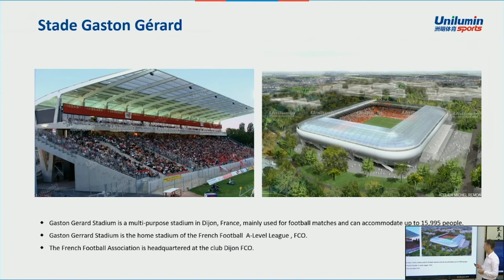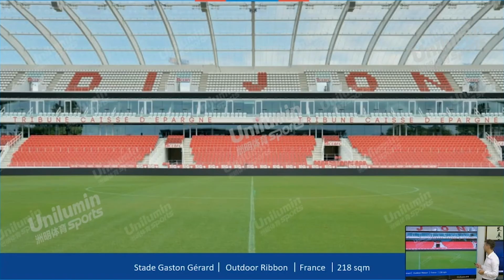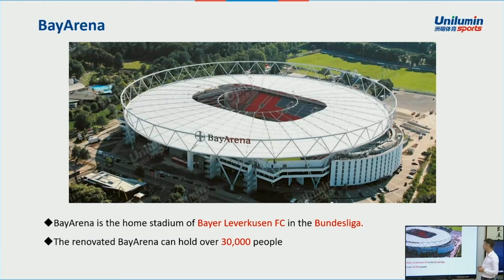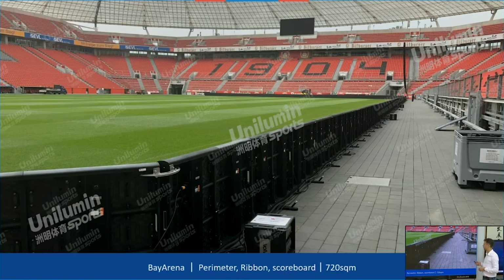In France, the case of the ribbon, Dijon. This is a close-up shot of the ribbon. You can see the structure, cabinets, and so on. Around 200 square meters. In Germany, Bay Arena, the home ground of Bayer Leverkusen football club, Bundesliga. We provided perimeters, double row perimeters now. We provided scoreboards, a full set of our equipment.